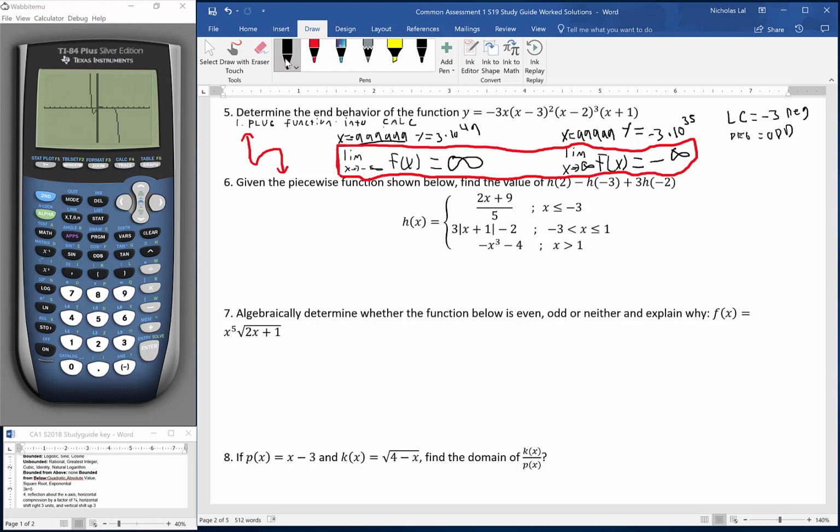All right, given the piecewise function shown below, find the value of h of 2 minus h of -3 plus 3h of -2. So first, I'm going to analyze h of 2, h of -3, and then 3 times h of -2, and then add them up. So first, h of 2.